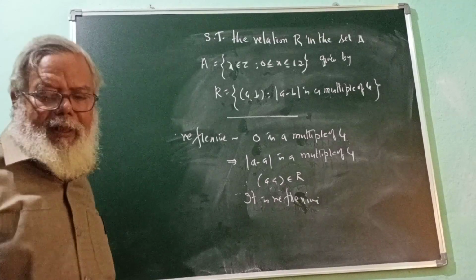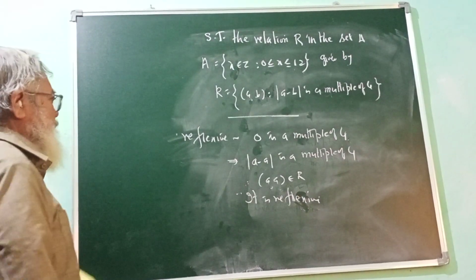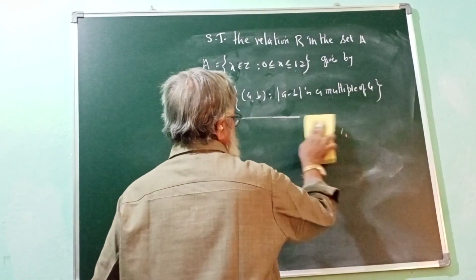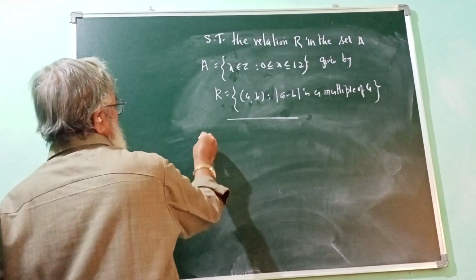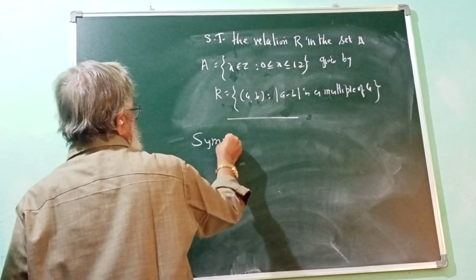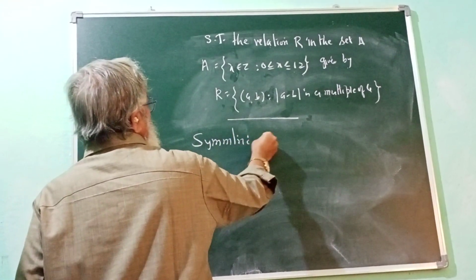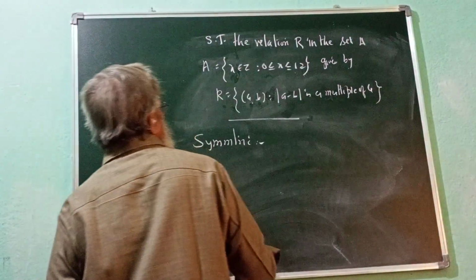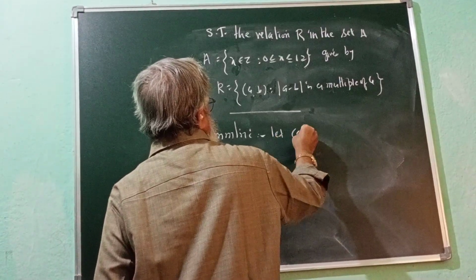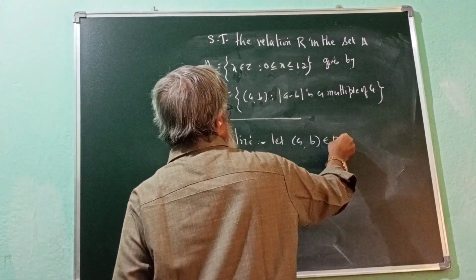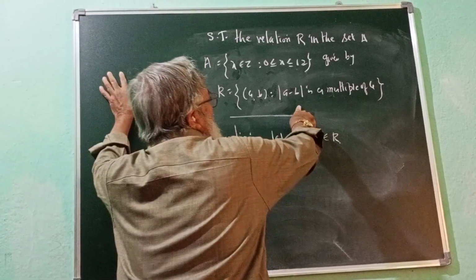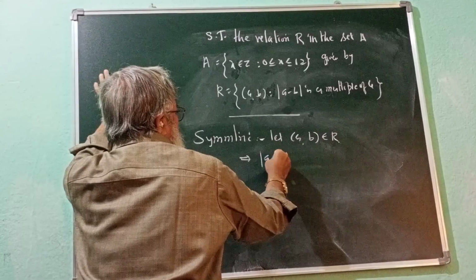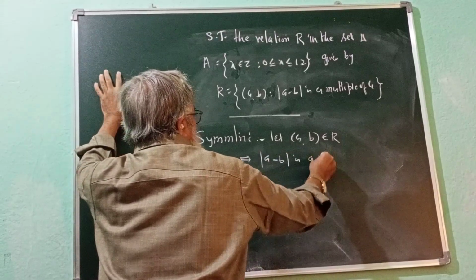Now let us see for symmetric. For symmetric, we suppose an ordered pair (a, b) belongs to R. Let (a, b) belong to R. (a, b) belongs to R means mod of a minus b is a multiple of 4.